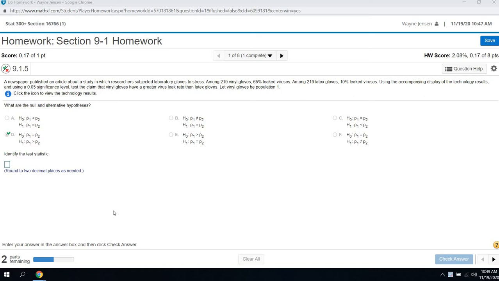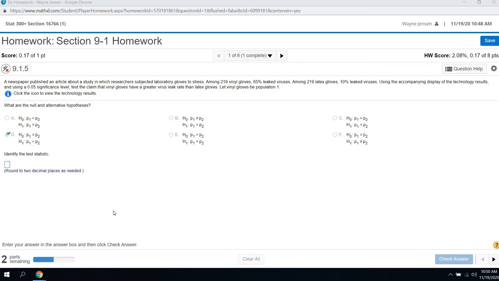If we look at this one, it says a newspaper published an article about a study in which researchers subjected laboratory gloves to stress. Among 219 vinyl gloves, 65% leaked. So that's our first group. The other one is latex gloves, and they also did 219. Now I want to mention that they don't have to have the same sample size, and you'll see that in future problems, but here they had the same. So among 219 latex gloves, 10% leaked. You can see there's a drastic difference between the two.